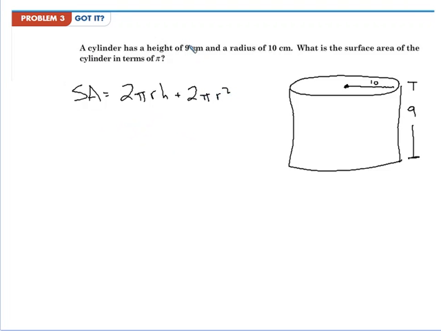And the radius was 10. And the height was 9. Okay, so we'll fill it in. 2 pi times 10 times 9, and then 2 times pi, and the radius is 10, so 10 squared. Okay, I encourage you to pause the video right here and try and do the bit of math yourself before I work it out as well.